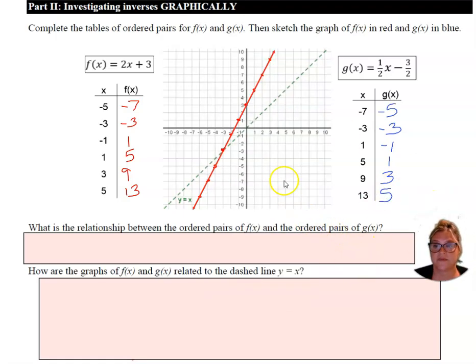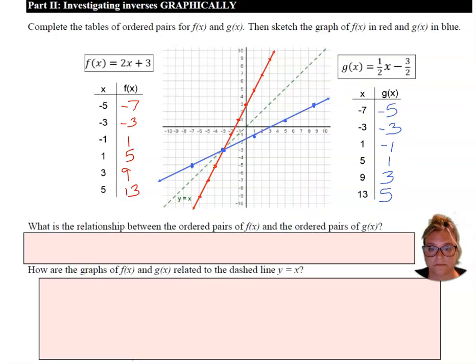So when we sketch these points, we're going to go to (-7, -5), then (-3, -3). That point coincides with f of x. Then (1, -1), then (5, 1), (9, 3), and the 13 is off of the graph, so we won't be able to sketch that.